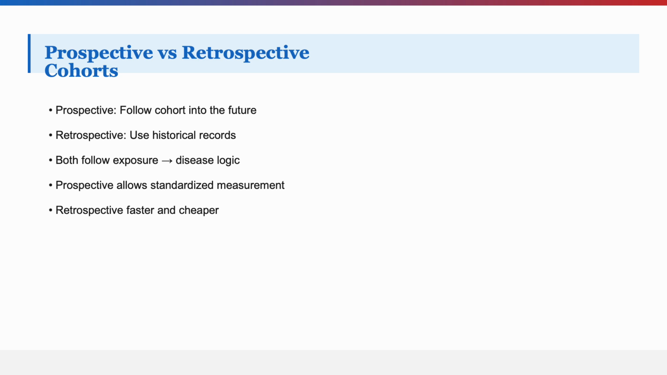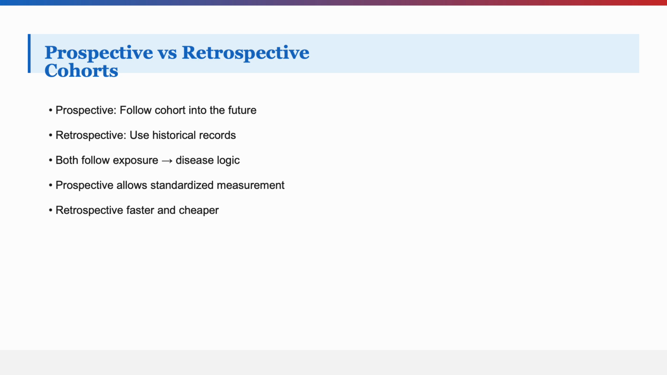A prospective cohort study identifies the cohort today and follows them into the future. You recruit participants, measure exposures carefully, and wait for outcomes to occur. The Framingham study enrolled participants in 1948 and has been following them and their descendants ever since.